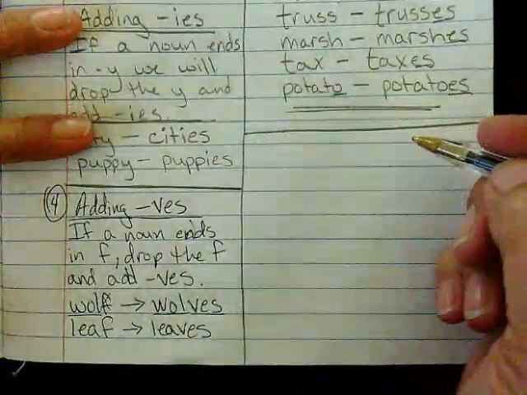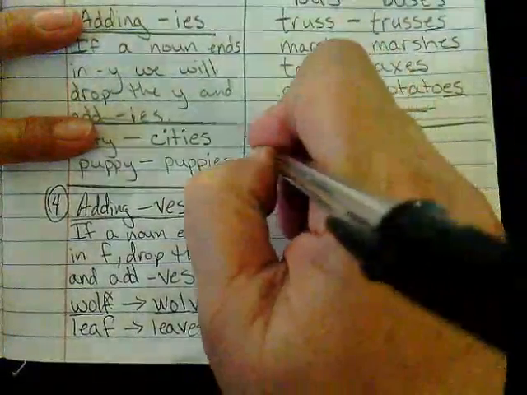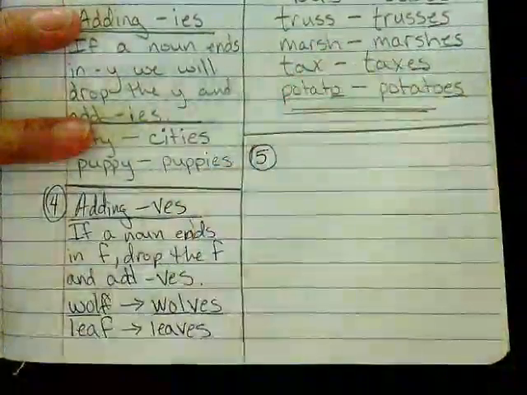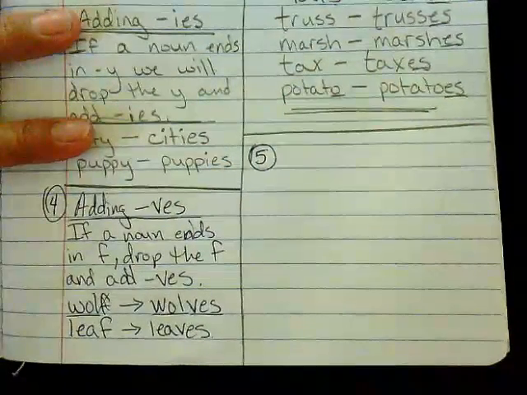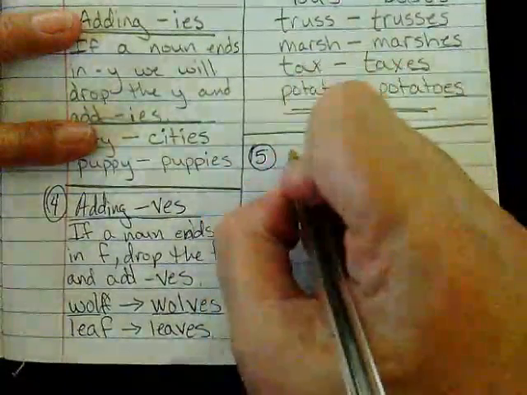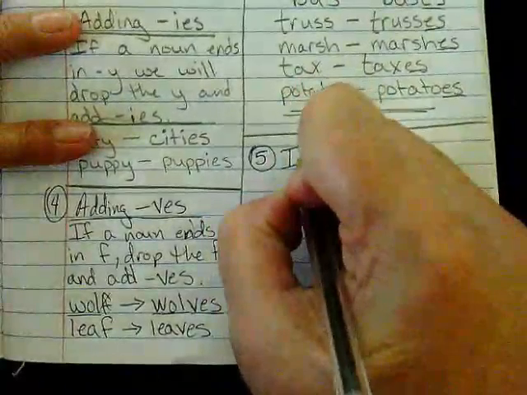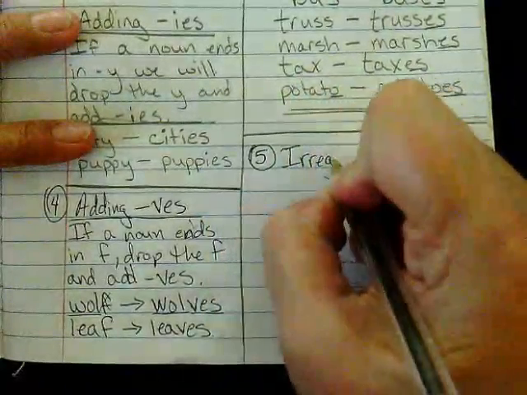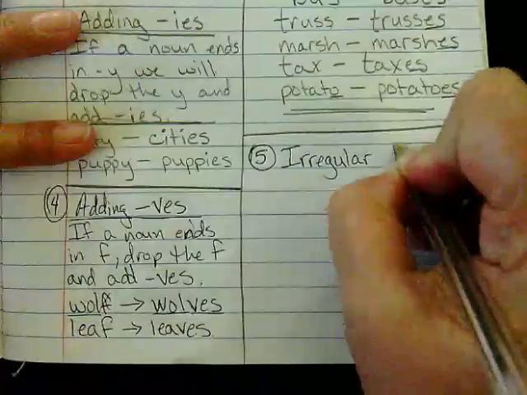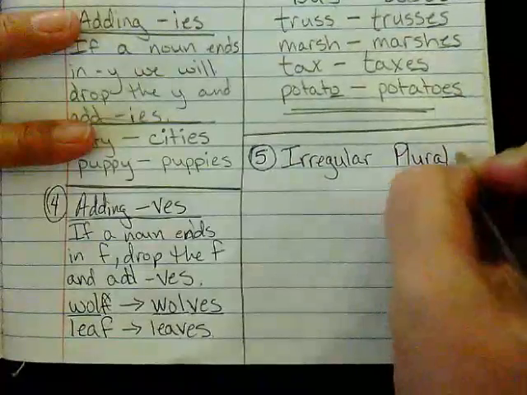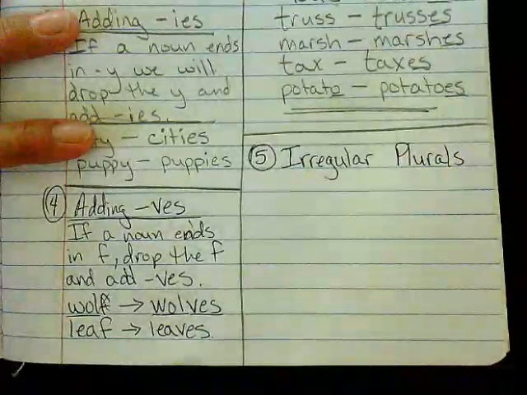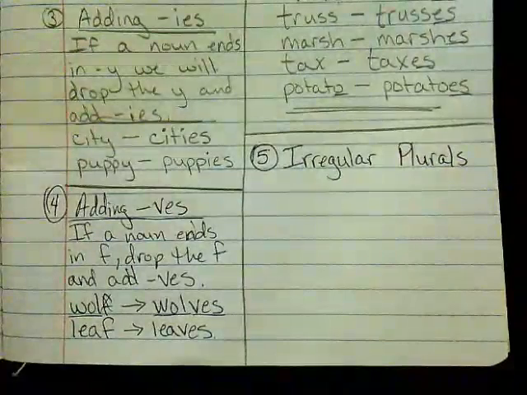Okay, make sure you have all that written down. Push pause if you need to. Push play when you're ready to move on, because we are going to go over number 5. These are some of my favorite kinds of plural nouns. We call these irregular plurals. And as soon as I show you what these are, you're going to be like, oh, I knew that.